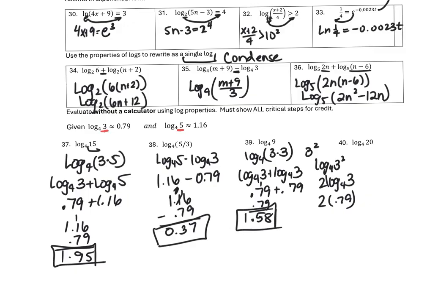That's our final answer. Now log 4 of 20, 5 and 3 make 15, but I know what the log 4 of 4 is because that's a power, so don't forget that you can use ones that you already have memorized. So 20 is 4 times 5. Log 4 of 4 times 5. Multiplication becomes addition. Log 4 of 4 is 1. Plus log 4 of 5, which is 1.16, is 2.16.